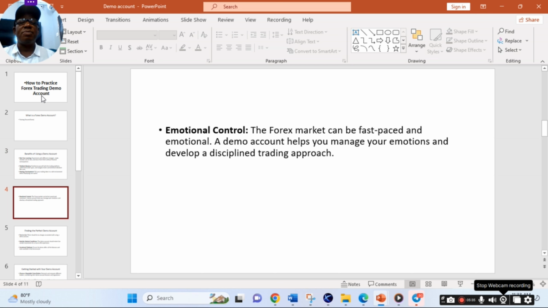As a result of the demo account, you can easily control your emotion. You can easily know that even when your money is in the negative, it will definitely come your way, because you have a strategy that you believe will work out at the end of the day. So the demo account gives you total control as a beginner in the market.